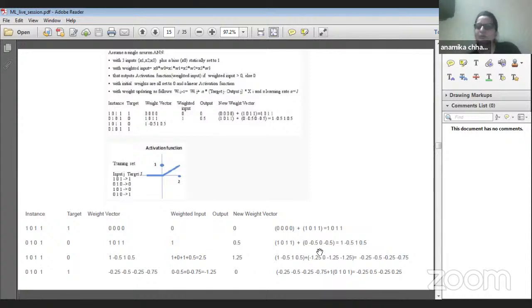So this will be our updated weight that will go in the next iteration, and so on. And again, just the last instance, you get the weighted input to be 2.5. When you put that in this activation function, what you get is 1.25. You halve it. So again, when you compare, you get the difference to be minus 1.25, and so on and so forth. So the final weight vector that you get is this one.